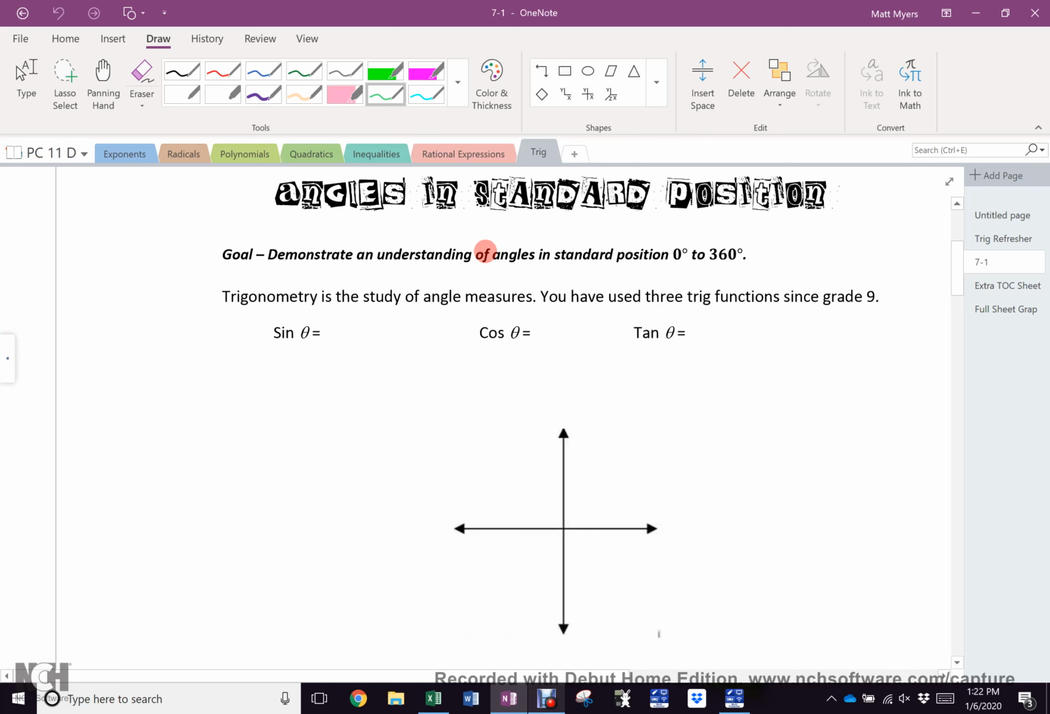So, please remember, you already know these. You've been using them forever. Opposite over hypotenuse, adjacent over hypotenuse, and opposite over adjacent. Yes? Right? Easy peasy. Yeah.